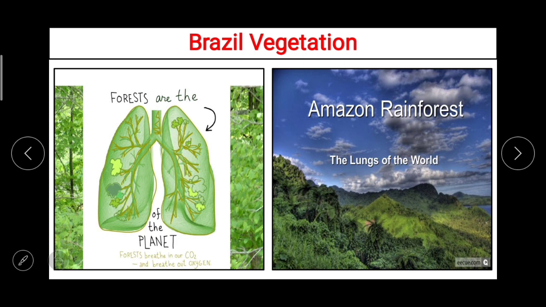So forests are the heart or lung of the planet, we can say, lung, and Amazon rainforest, the lungs of the world.